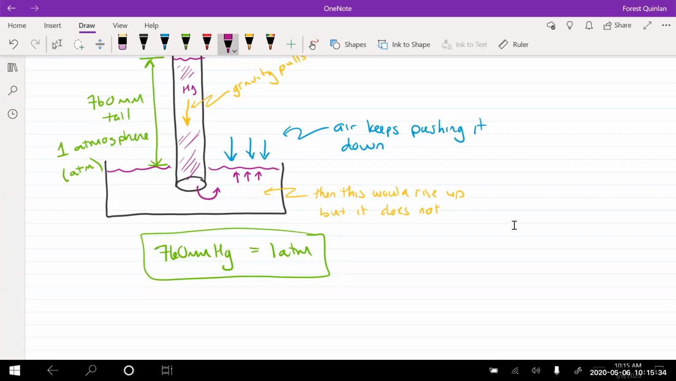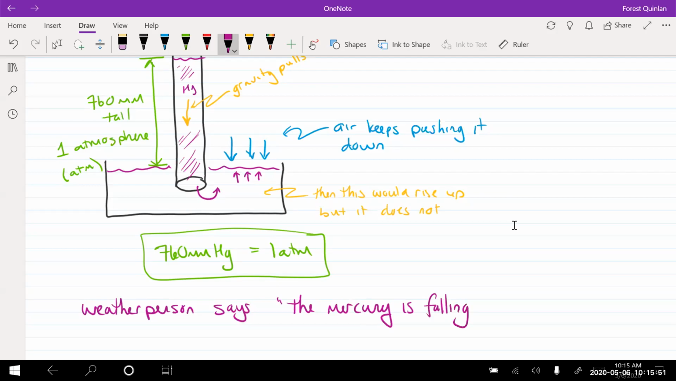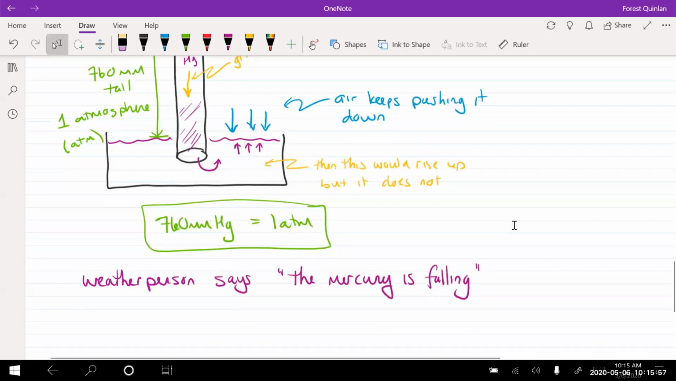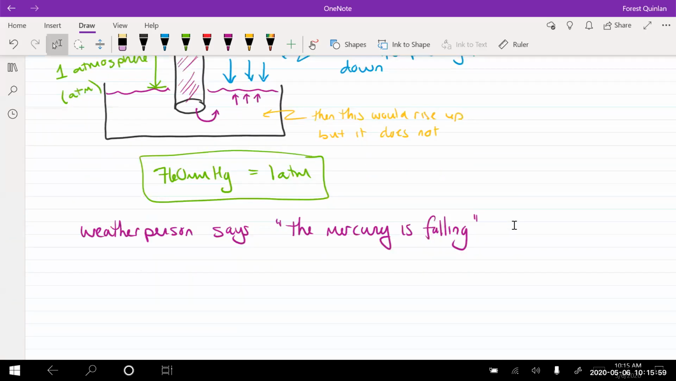So, weather person says, the mercury is falling. Has anyone heard this term, mercury falling or mercury rising? Does anyone listen to the weather person anymore? No, we just go online. It's the only job where you can get your job wrong like 90% of the time and still keep your job. You mean the temperature is rising or going down?